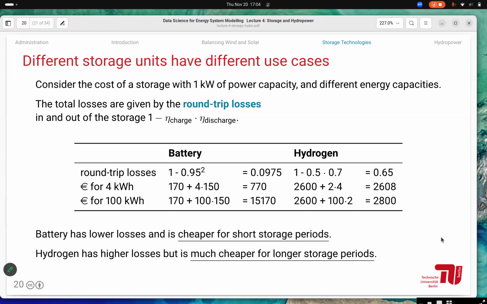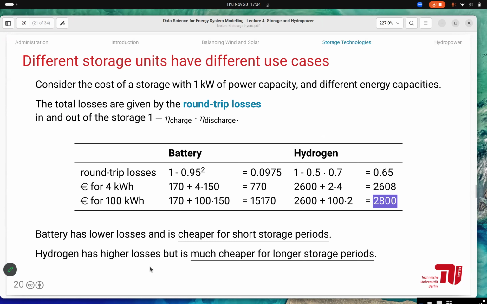So just make this example. Consider you have 1 kilowatt of power capacity, different energy capacities. If you take a 4 kilowatt hour battery, you're landing at 770 euros in cost. Whereas with the hydrogen, you land at 2,600. But then if you look for longer term storage, a larger bathtub, then your battery becomes suddenly much, much more expensive compared to the hydrogen storage, which doesn't scale that much with the energy capacity.